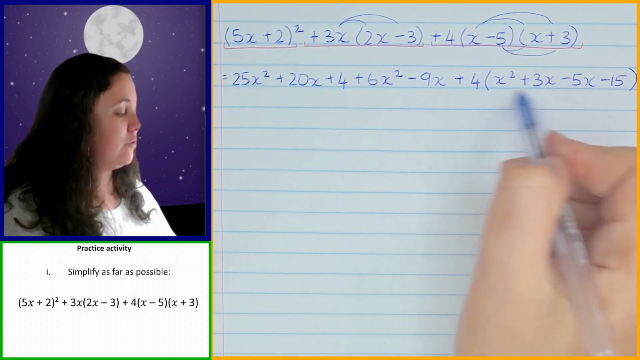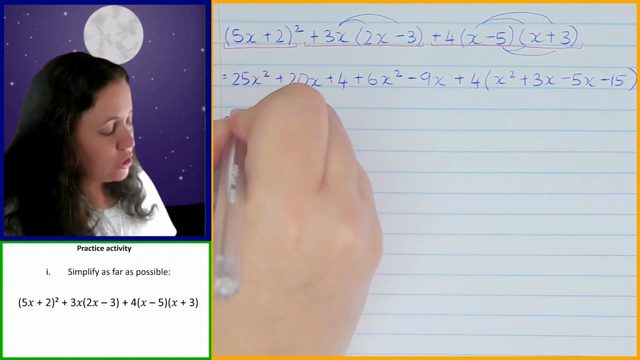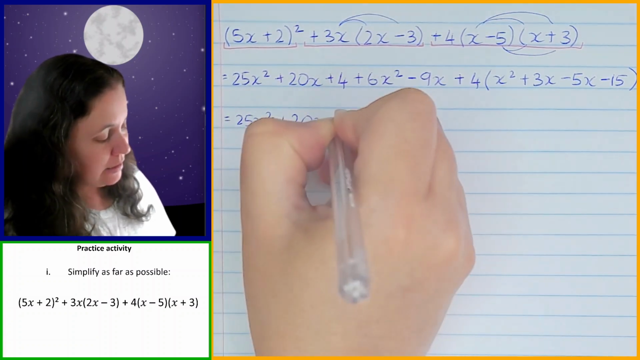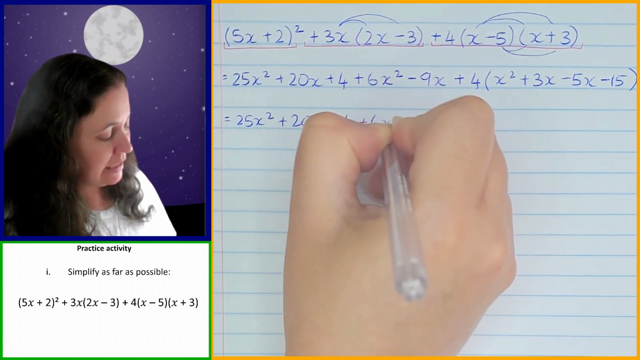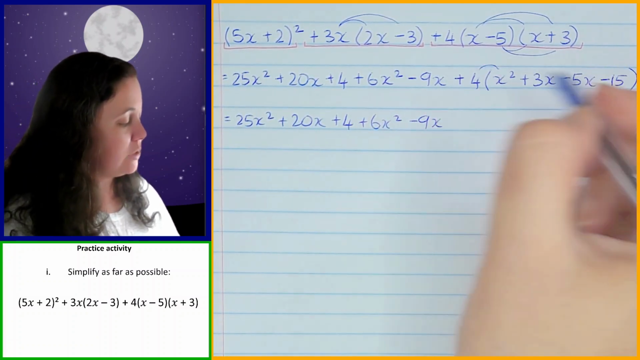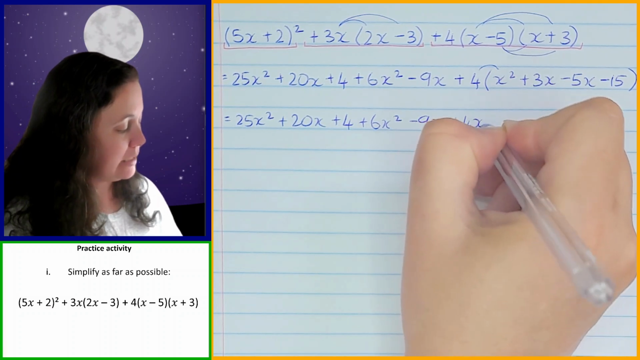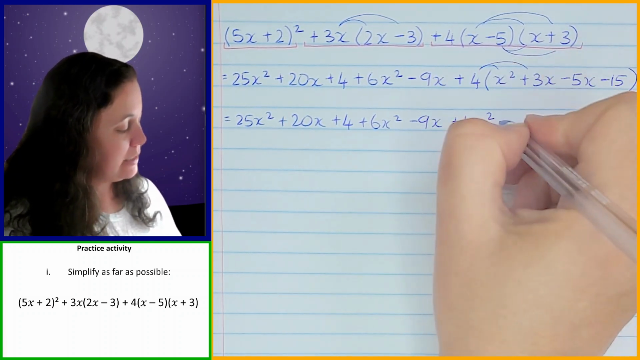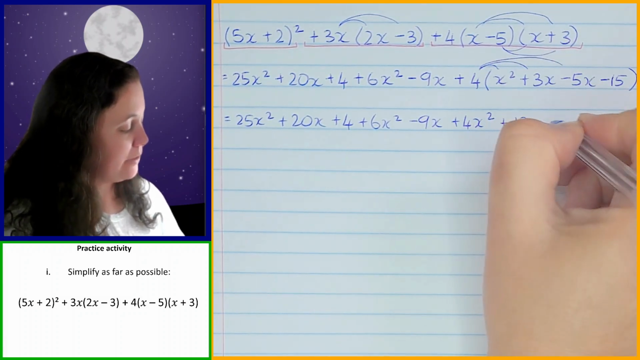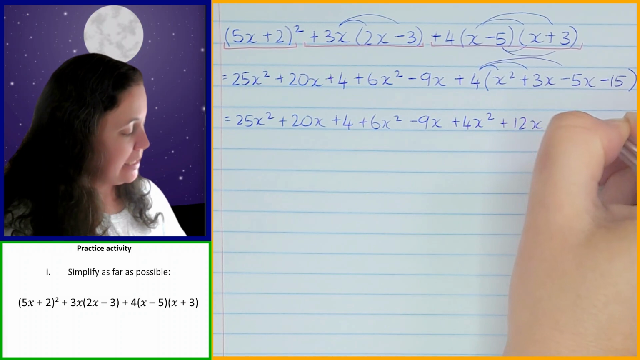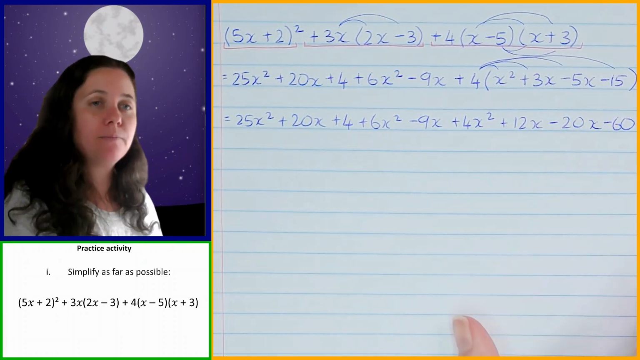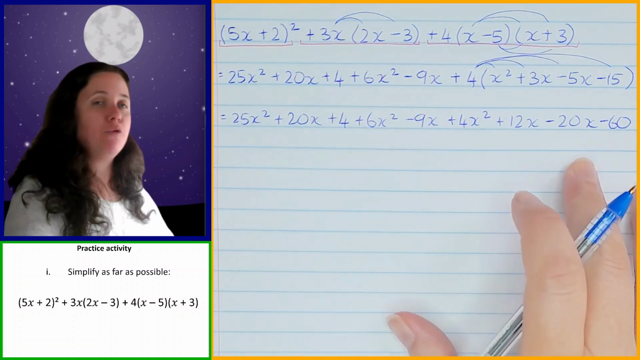Now we still have to get rid of these brackets over here. So I've got 25x squared plus 20x plus 4 plus 6x squared minus 9x, and then I'm going to multiply my 4 in here. So 4 times x squared is positive 4x squared. 4 times 3x is positive 12x. 4 times negative 5x is negative 20x. And 4 times negative 15 is negative 60. Okay, so that's what you should have got when you get rid of all of the brackets.